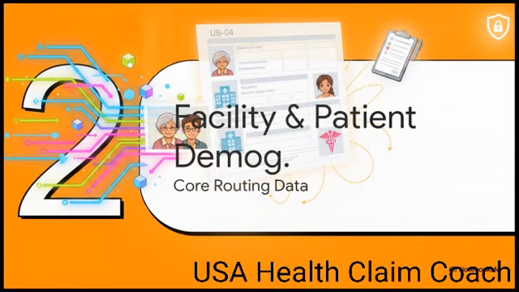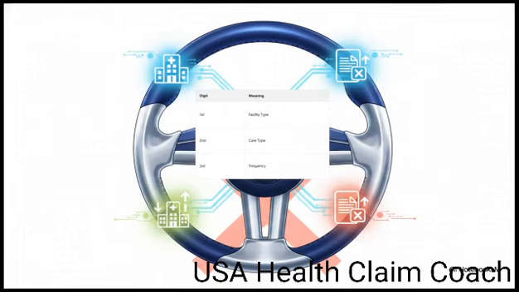Moving right along to Section 2, Facility and Patient Demographics. This is your core routing data. Which brings us directly to Form Locator 4, the Type of Bill, or TOB code. Think of this 3-digit code as the steering wheel for your entire claim. It tells the payer exactly what kind of bill they're dealing with.